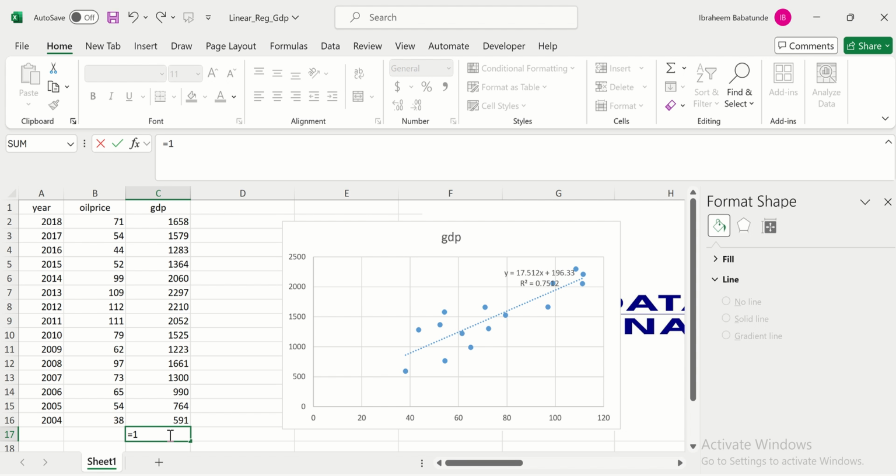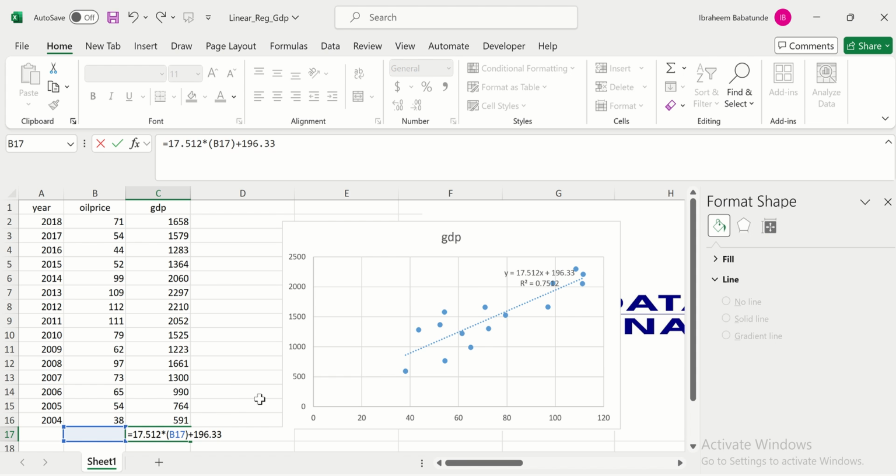Okay, you just say 17.512, multiply by, you open your parenthesis, by this price, which stands for our x, multiply by this, then you close this, plus 196.33.